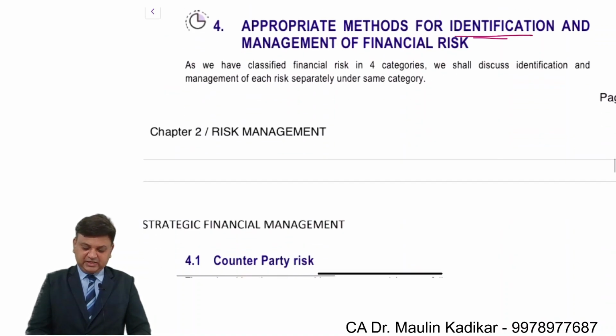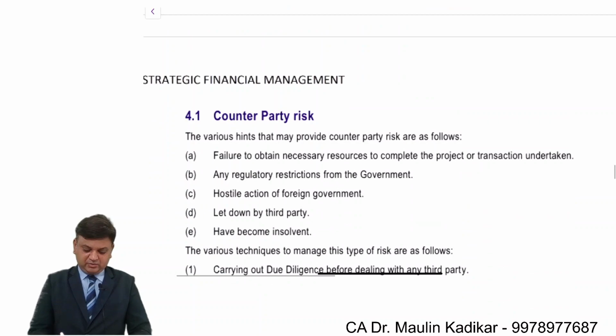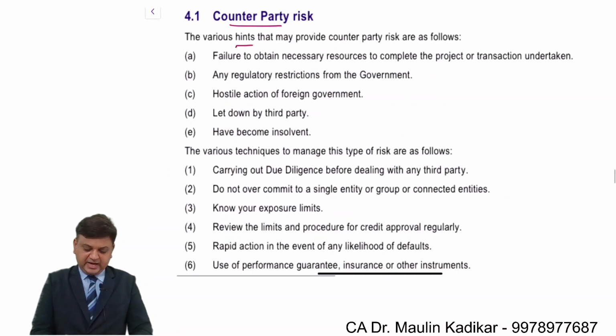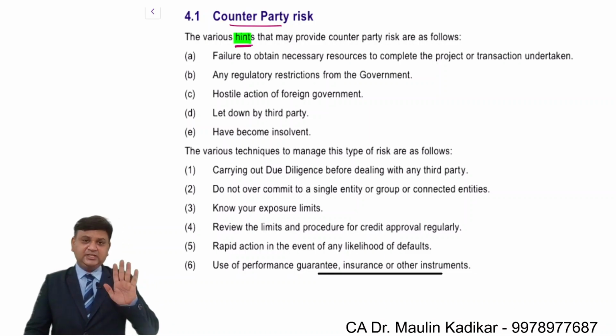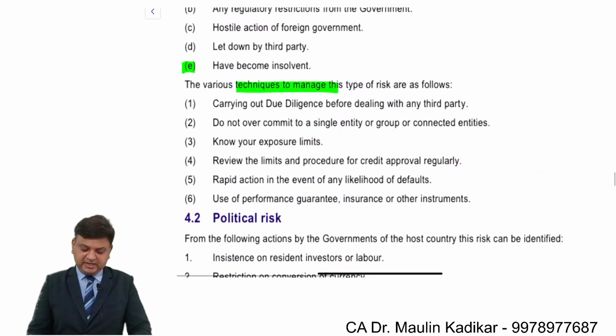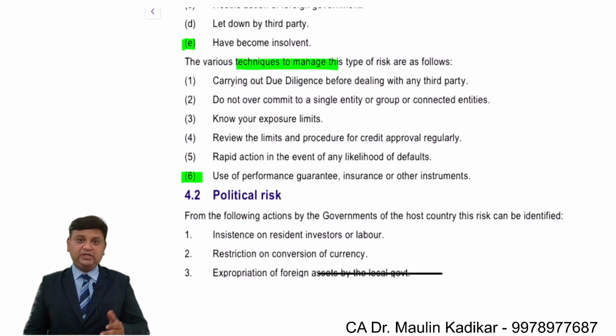appropriate methods for the identification and management of the financial risk. In that, counterparty risk, how can you identify that, what are the hints for that? So these are the 5 points which we already have covered. Techniques to mitigate the same, to manage the same, these are the 6 methods that we already have seen.